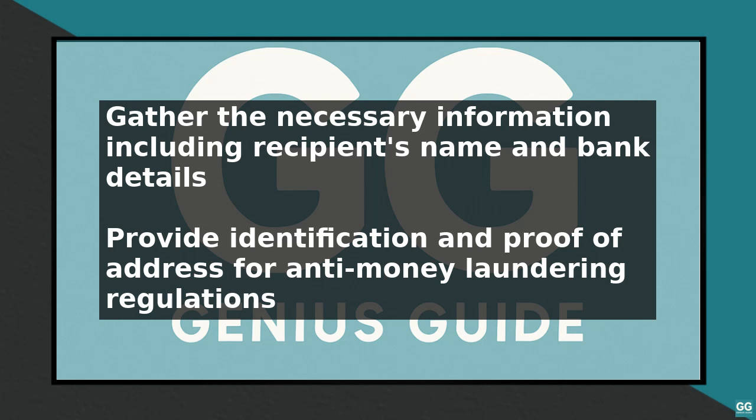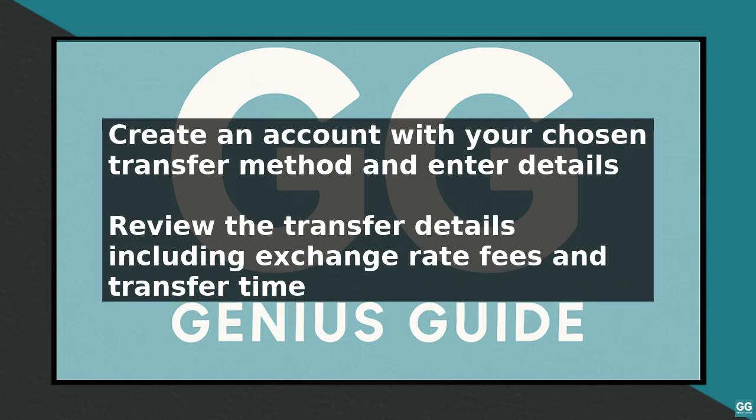Once you have chosen a transfer method, you need to gather the necessary information. This includes the recipient's name, address, and bank account details. You will also need to provide identification and proof of address to comply with anti-money laundering regulations.